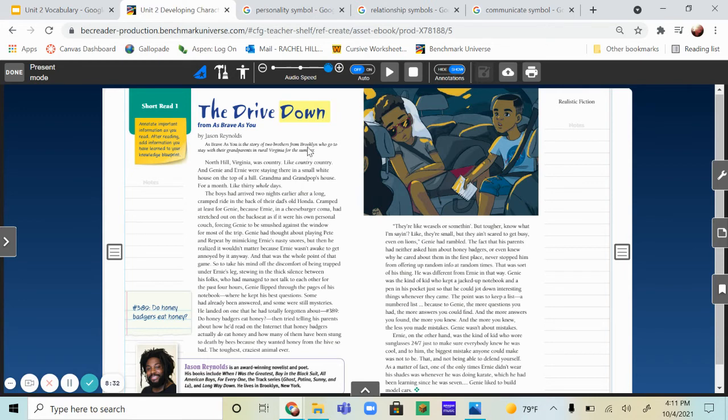And when I think about the drive down, the title to me suggests that they're driving to a specific place. They know where they're going. And even though the author hasn't directly stated anything yet, I know from my background knowledge that when I've been on road trips, it's usually to go on vacation or to visit a family member.